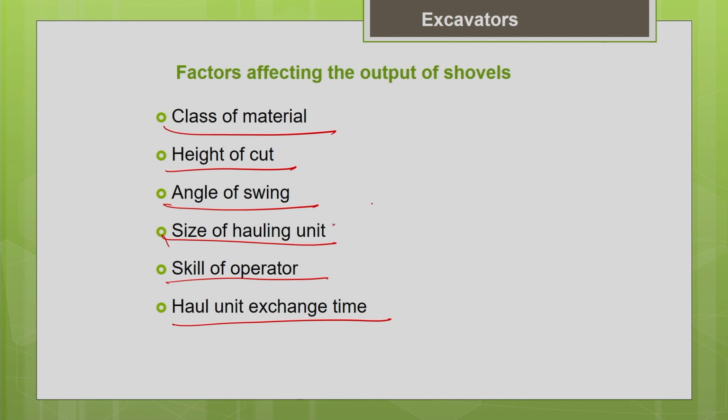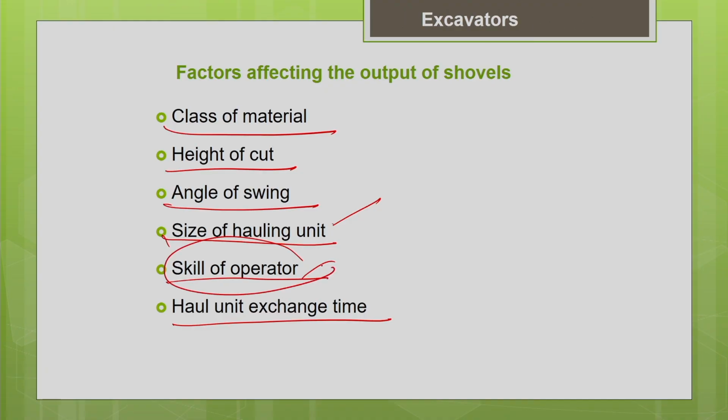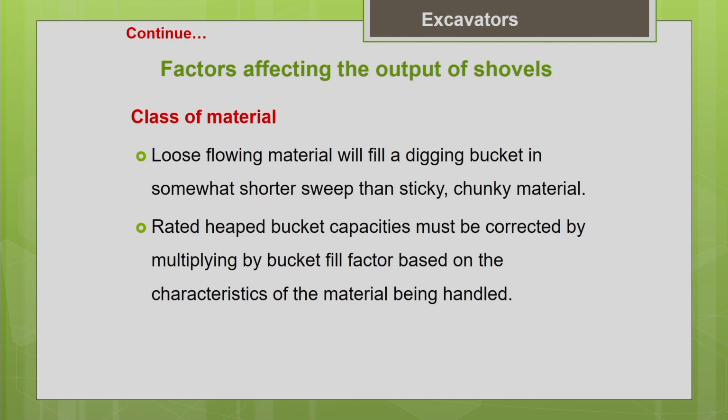Just now we discussed about the size of hauling unit. The hauling unit and your shovel should be compatible with each other. So the truck capacity should be 5 times your bucket size. That is the right combination to have the maximum productivity. And the operator skill, even that will also affect the cycle time and the productivity of the machine. Now let us discuss all these factors one by one in the coming slides.